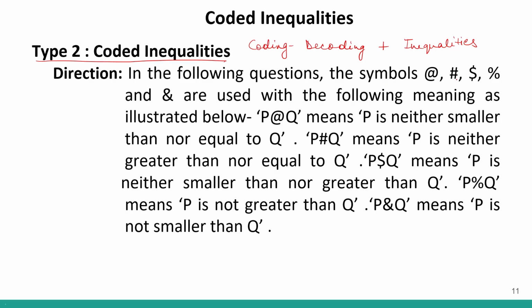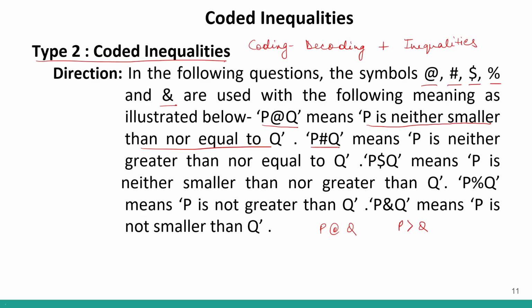It says that certain symbols are being used. These are the 5 symbols, and they will denote the 5 operations: greater than, smaller than, equal to, greater than equal to, and smaller than equal to. They are represented by these symbols. It says that p at the rate q means p is neither smaller nor equal to q. So if it is not smaller, it is not equal, that means it is greater. So p is greater than q, because it is not smaller, it is not equal. That means it is greater.